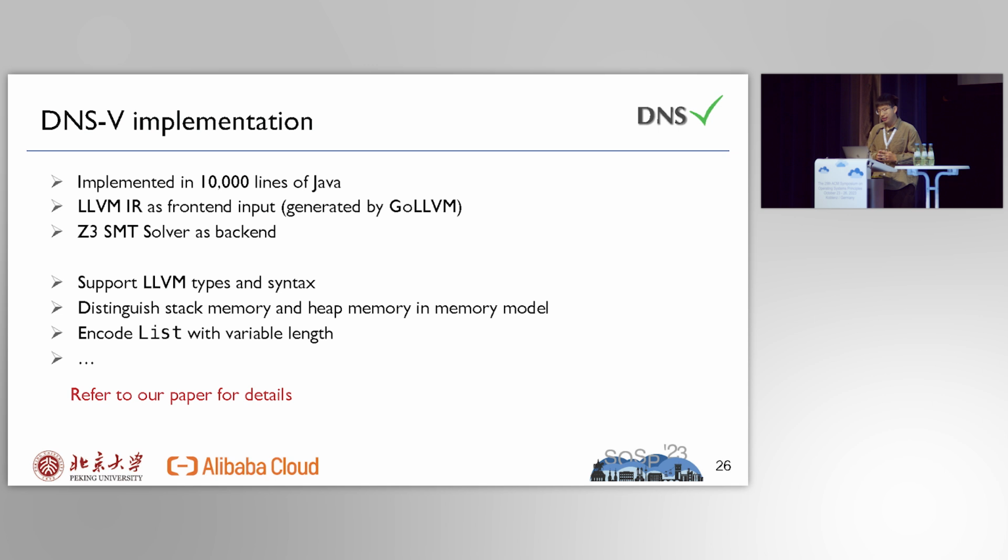DNSV is written in around 10,000 lines of Java code, and it relies on Go LLVM as a front-end to translate Go code into LLVM IR, as well as produce assertions on the unsafe behaviors. It uses the Z3 SMT solver as the symbolic execution backend. We have spent a lot of effort on the details, including how to support complex LLVM types and syntax, how to distinguish stub memory and heap memory, and how to encode a list with variable length. You can refer to our paper for more details.